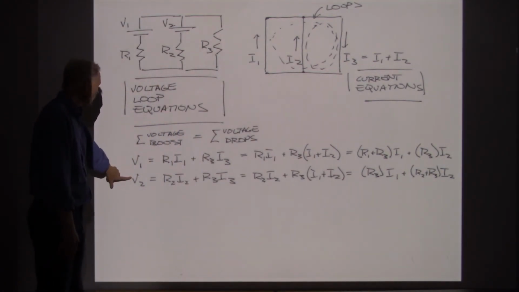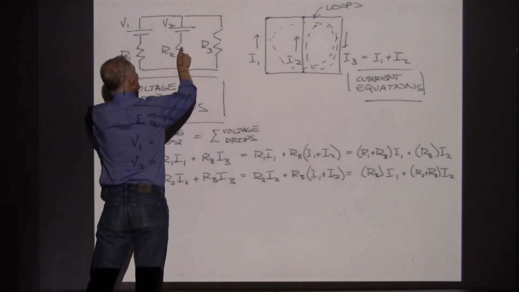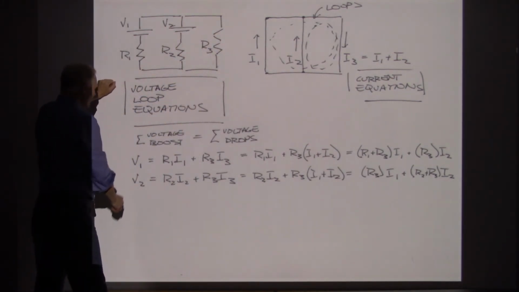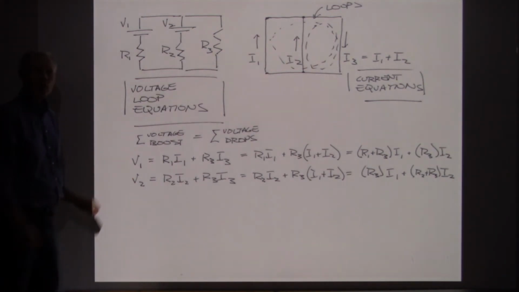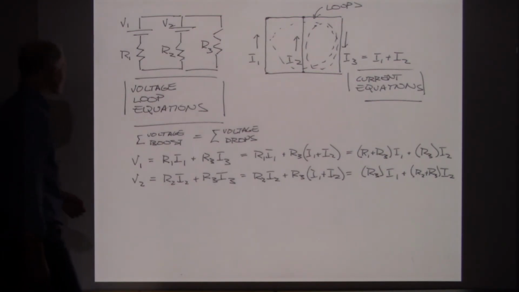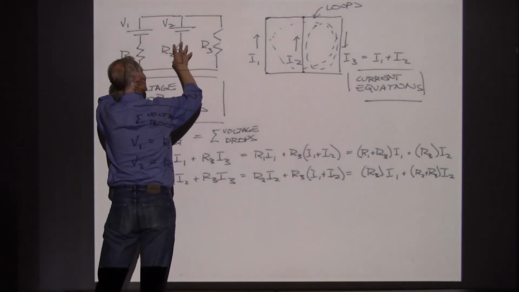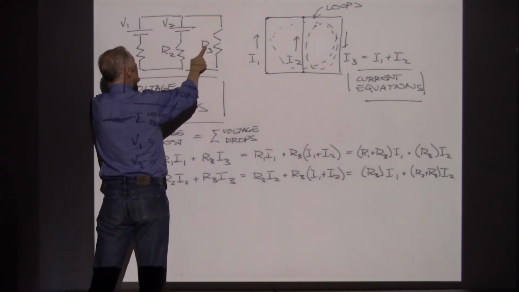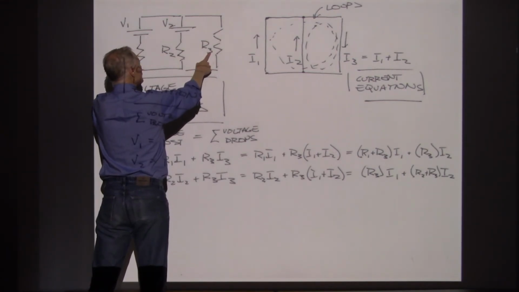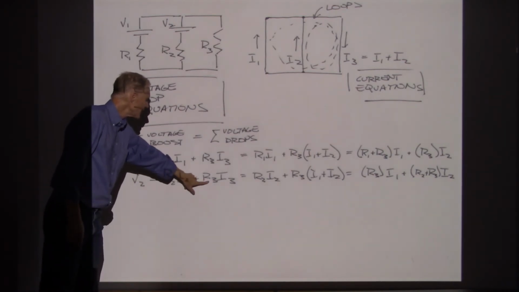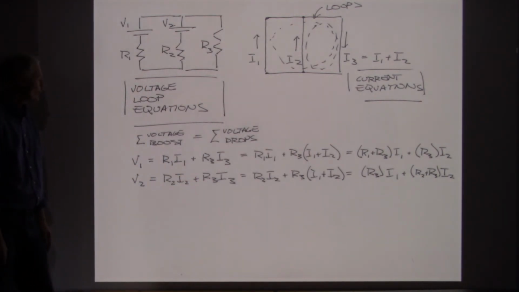Now I can do another loop equation. The other one I decided to use was through the middle and then back through the outside. That loop contains one battery also. This time it's battery 2, which provides voltage V2. And this loop has 2 voltage drops. It has a voltage drop through resistor 2, and it has a voltage drop through resistor 3. Here is the voltage drop in resistor 2, and here is the voltage drop in resistor 3.